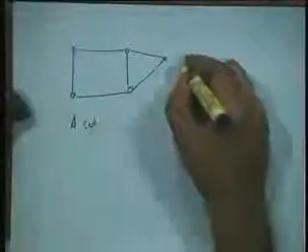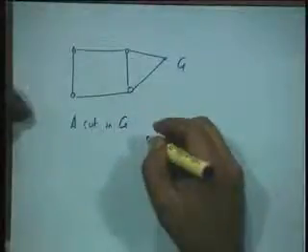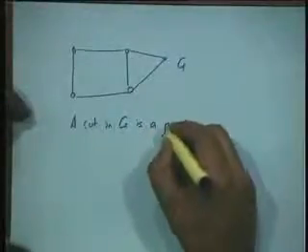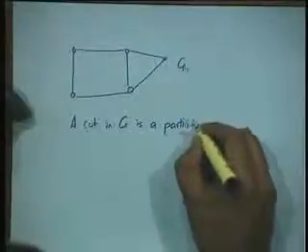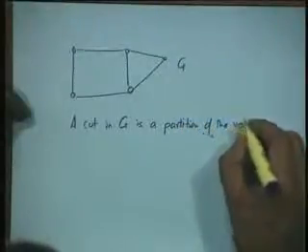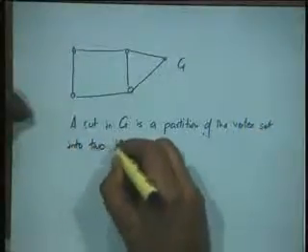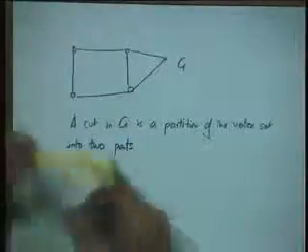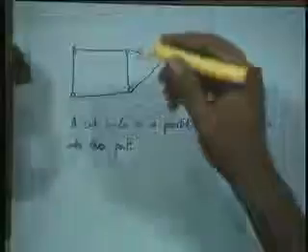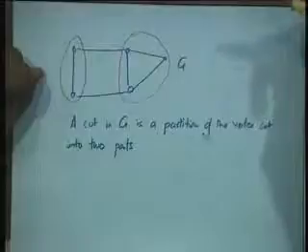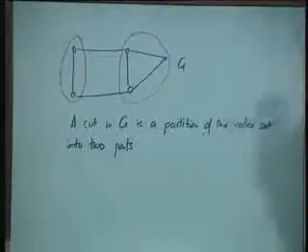So I give you an undirected graph. A cut, let us say this is graph G, a cut in this graph G is a partition of the vertex set into two parts. What does it mean? Let me break the vertex set into two pieces. So let us say one piece is this and the other is the remaining, because it is a partition. This way of splitting defines a cut.